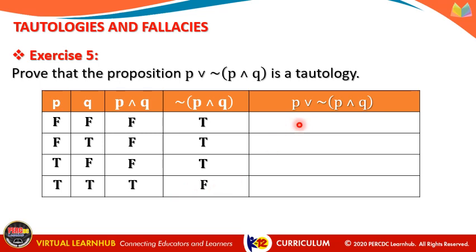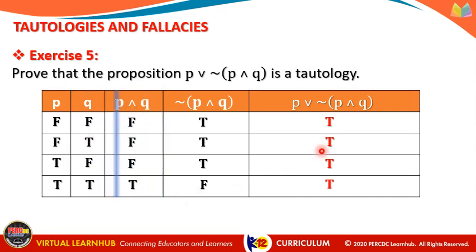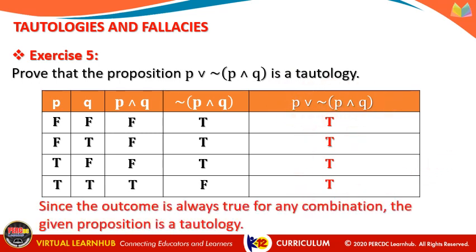Lastly, let's perform this. Let us take the disjunction of P and this proposition. False or true is true. False or true is true. True or true is true. And true or false is true. Once again, regardless of the truth values of P and Q, the resulting truth value for this disjunction is always true. What we have is a tautology.